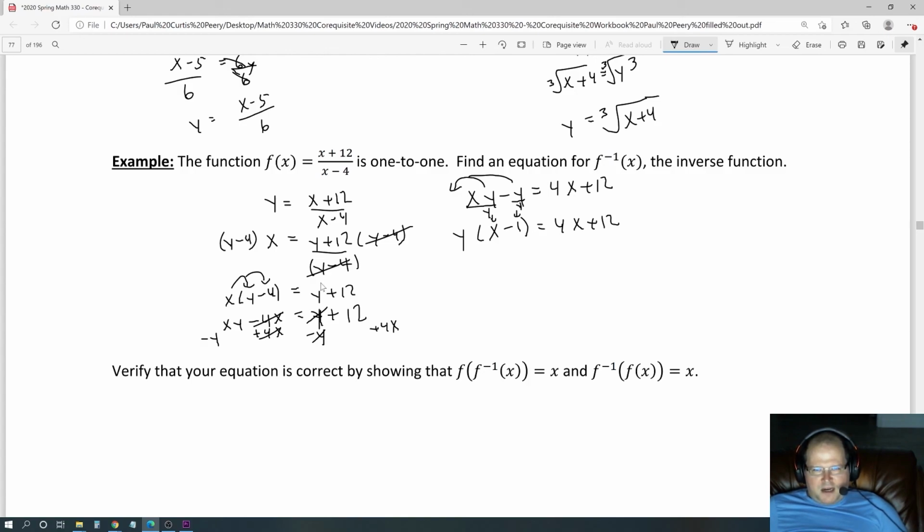Now that I have y being multiplied by these parentheses, I want to get the y by itself. So I undo the multiplication by dividing, and whatever I do to one side, I do to the other. Those cancel out. Leaves me y is equal to 4x plus 12 over x minus 1.